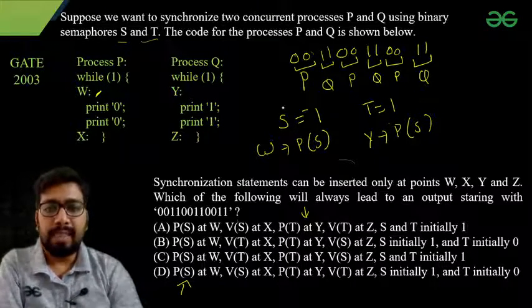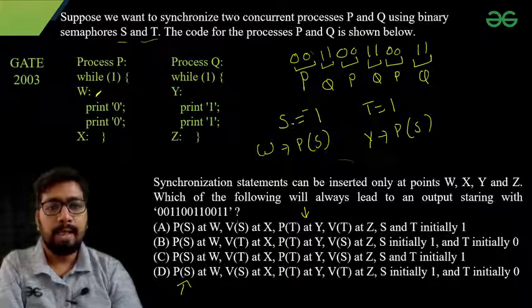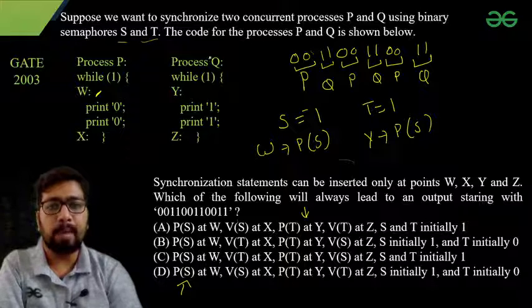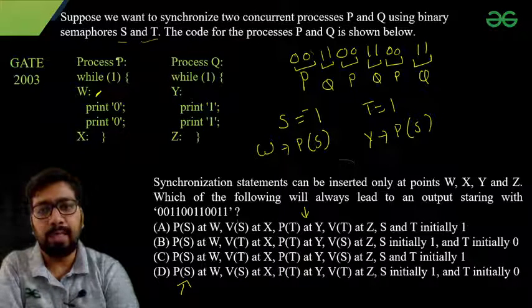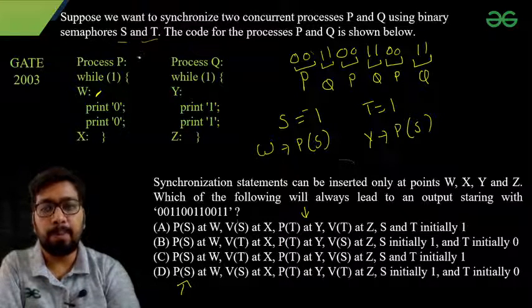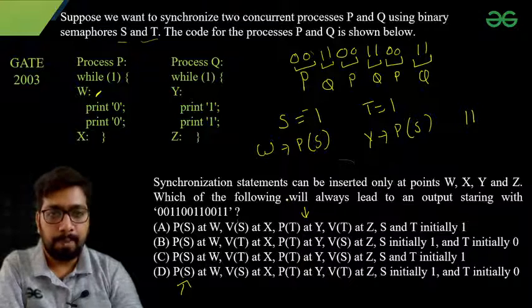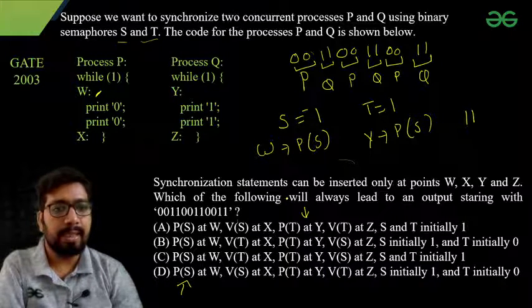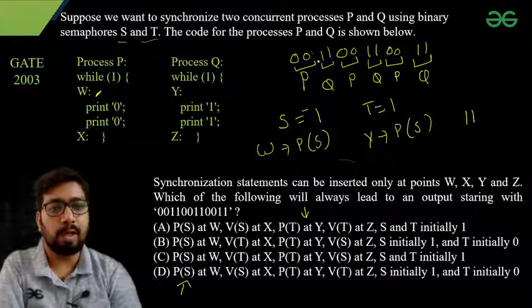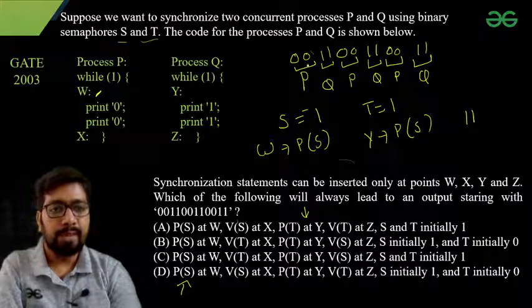Now, suppose initially S and T both are 1. What happens if S and T both are 1? Then process Q can be implemented before P, right? If process Q is performing before P, that means 1 will be printed before P. So that can be the case. But it should not be the case, because in any case we need 00.